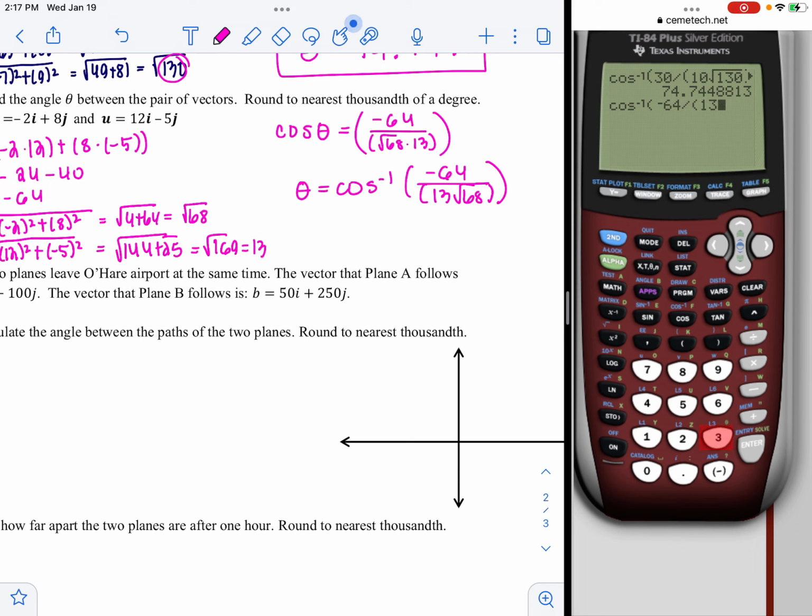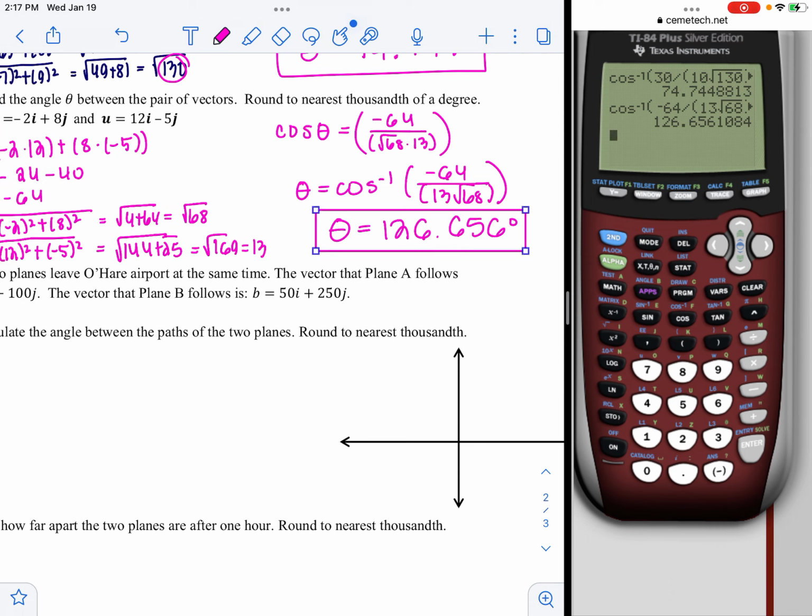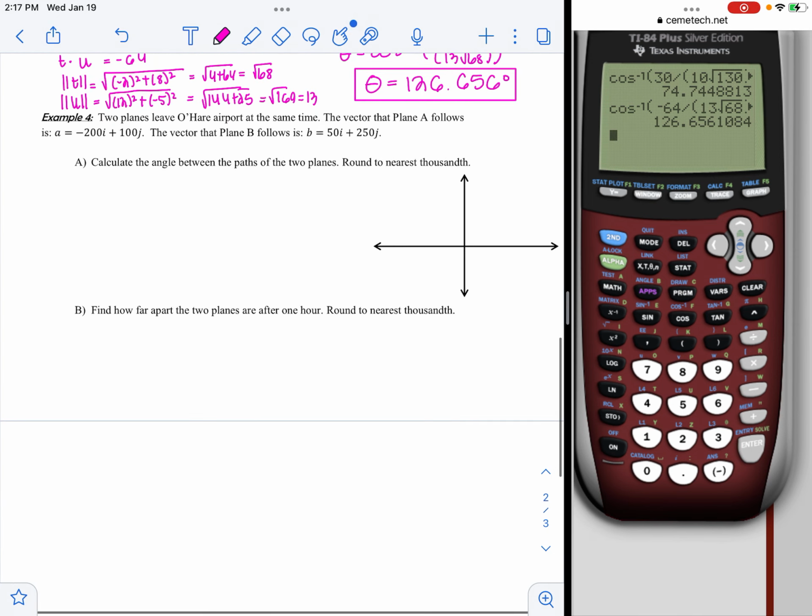All right, cosine inverse, negative 64 divided by parentheses, 13 times root 68, close, oops, I'm still underneath that radical. So let me get out, close, enter, and I get theta is equal to, to 3 decimal places, 126.656 degrees. So the angle in between those two vectors is a little bit over 126 degrees. All right, next one, which is the last one.